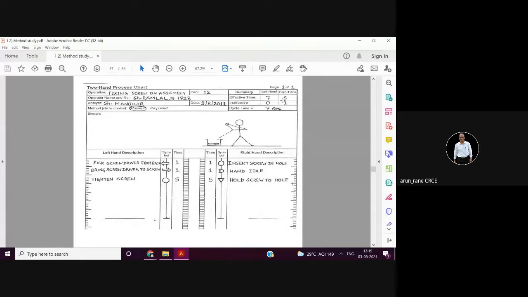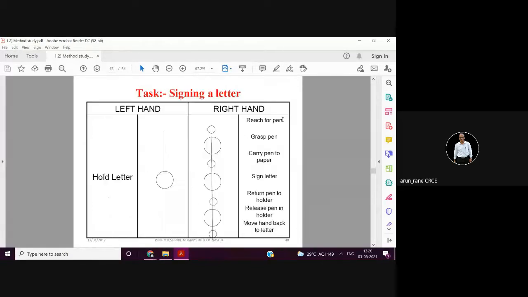Okay, so what can be done? How to utilize this? So this is what you will come to know in the two-handed chart. Okay, like all small activities, office activities, workshop activities, this two-handed process chart can be used.